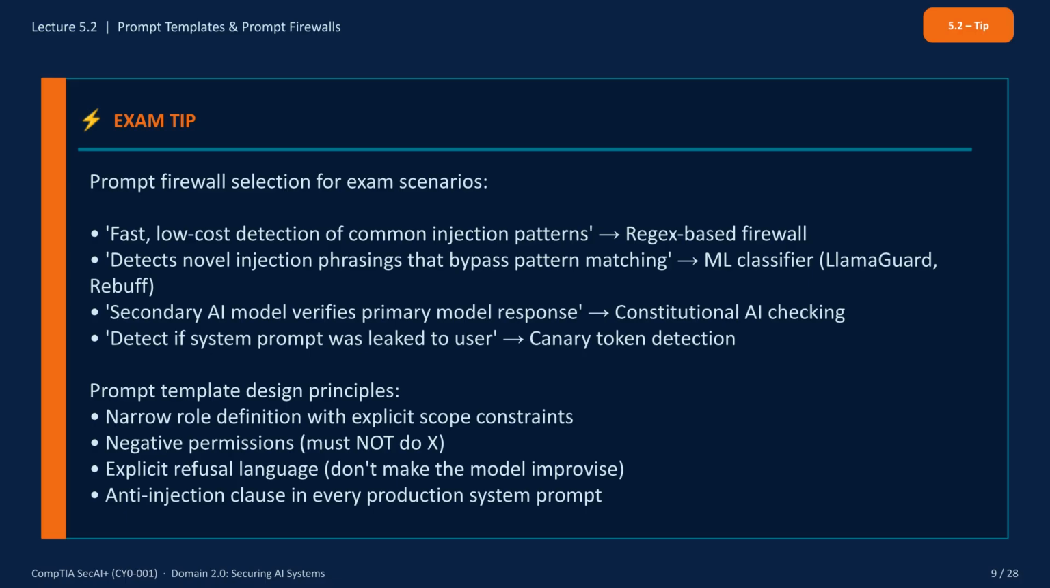For prompt template design, remember 4 principles: narrow role definitions that use explicit scope constraints, negative permissions that list what the model must not do, explicit refusal language so the model does not have to improvise, and an anti-injection clause in every production system prompt. These 2 controls, templates and firewalls, are your layer 2 defense. But even the best layer 2 controls can be overwhelmed if attackers can send unlimited requests. That is why we need layer 5 gateway controls, which is exactly what our next lecture covers.